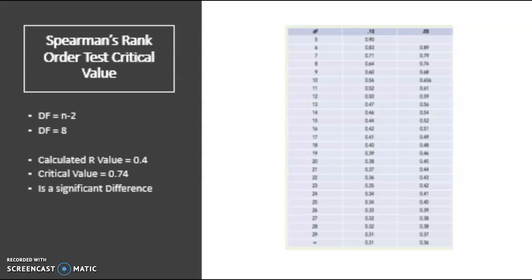And because there were 10 participants within this, we minus 2, which gives us 8. So we then go down to 8 on the table, then go along to 0.05, which gives us the critical value of 0.74. And because we know the calculated R value is 0.4, it shows that there is a significant difference.